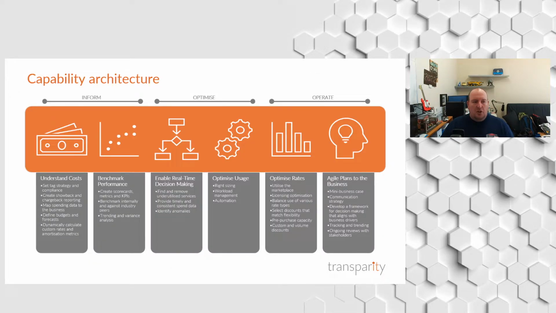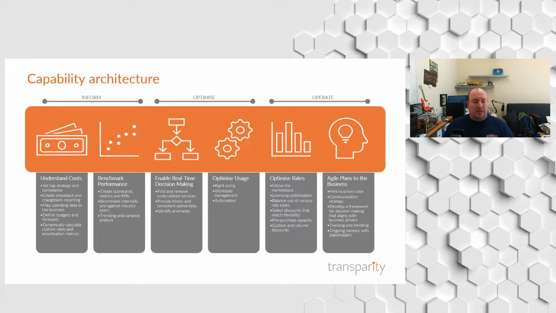So I want to talk about a capability architecture really quickly. And this is around three areas. It's called inform, optimize, and operate. So first of all, inform is around giving you the visibility for the allocation and for creating shared accountability by showing teams what they're spending and why they're spending that information.